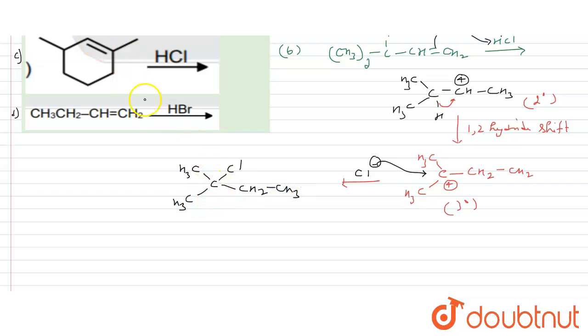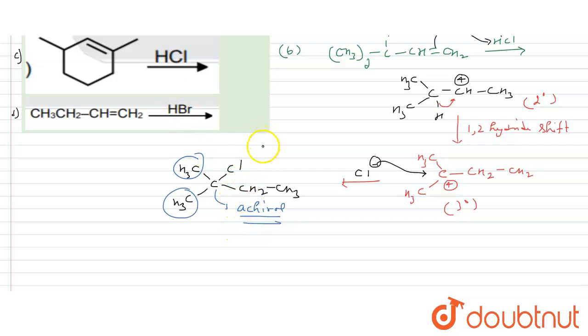Due to the presence of the same groups, these two CH3 groups, these two CH3 groups are the same. That means this carbon is not chiral. That means I can say this carbon is achiral. So this carbon is achiral, which means it will not form a racemic mixture.